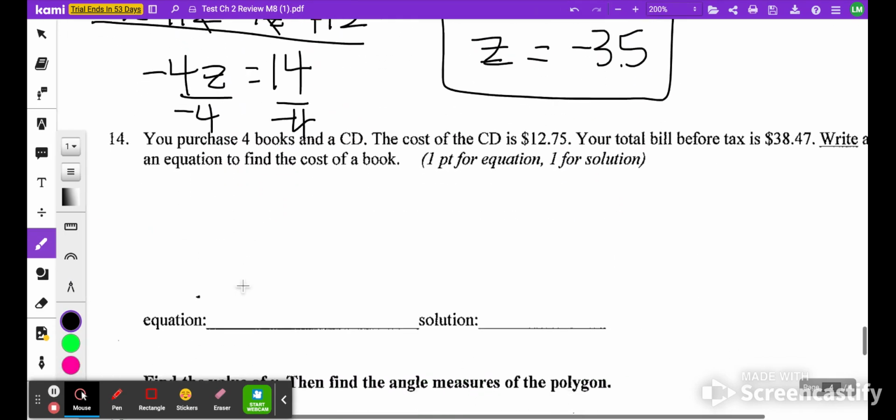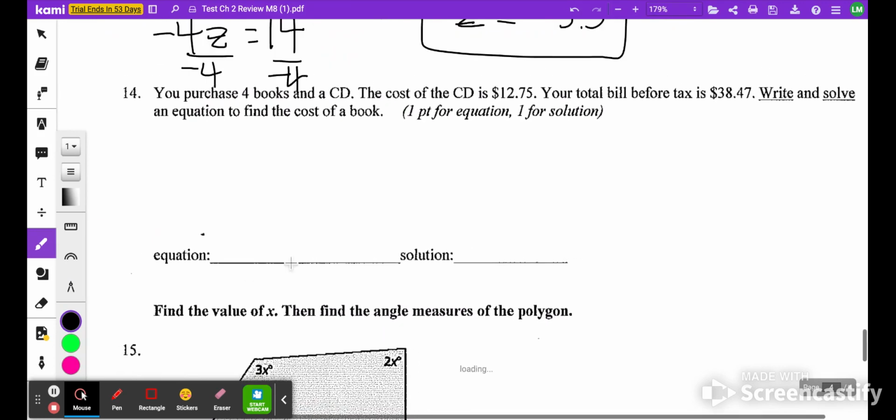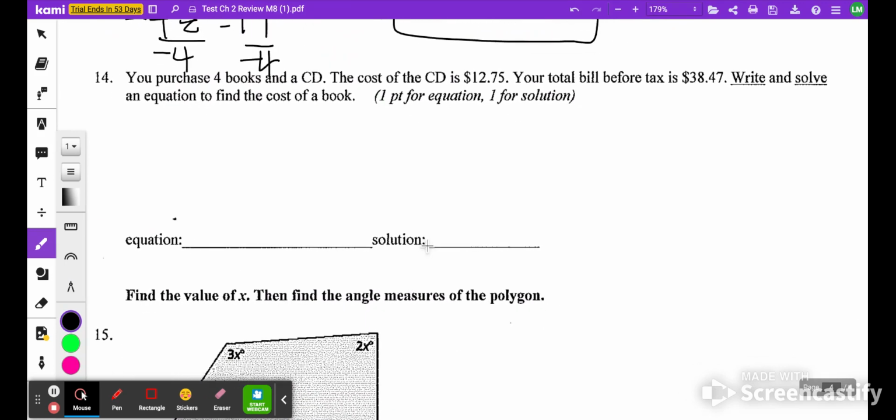Going on to number 14, you purchase 4 books and a CD. The cost of the CD is $12.75. Your total bill before tax is $38.47. So we know we bought 4 books, but we don't know how much each book costs. So that's 4, let's say B, plus the cost of the CD, 12.75, equals 38.47. That's 1 point for your equation.